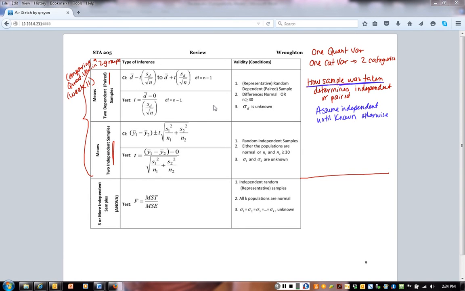Our next box here, the 3 or more independent samples. We didn't cover paired or dependent for this option. This one came from the ANOVA notes, which was week 12. Sorry, week 13. So we had a test in the middle there. From week 13.